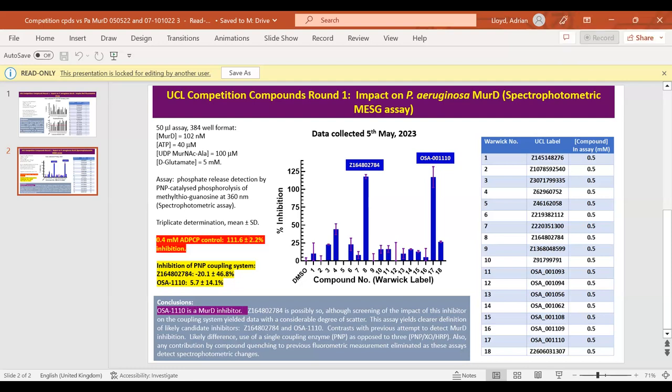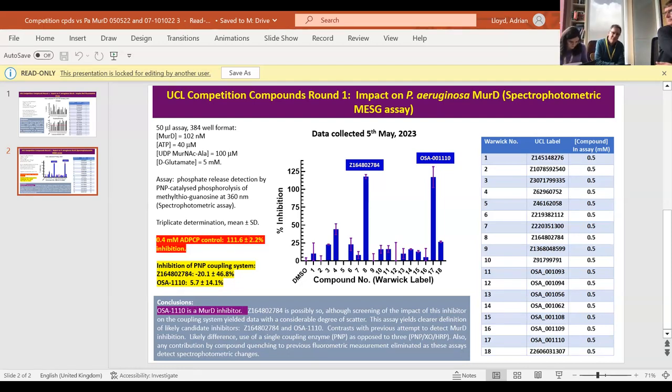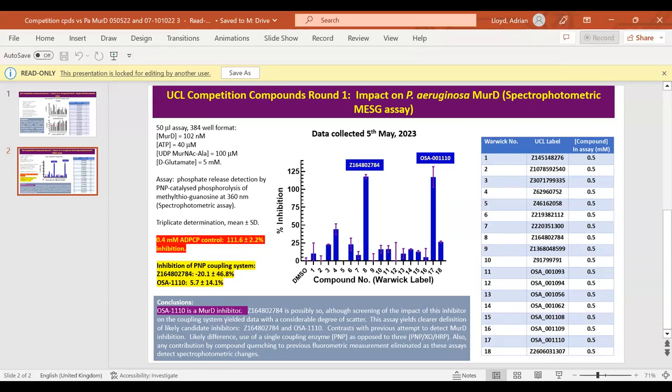So Adrian, when you say there are 18 compounds, is that against one isozyme, or are there several isozymes? What do you mean by 18? I mean 18 against Pseudomonas aeruginosa MurD at the moment. Oh, so a single isozyme. Yeah. And you've tested those against other isozymes, or just MurD at this point?